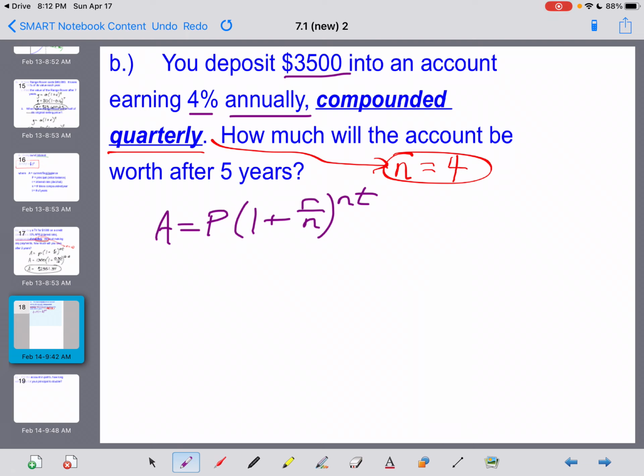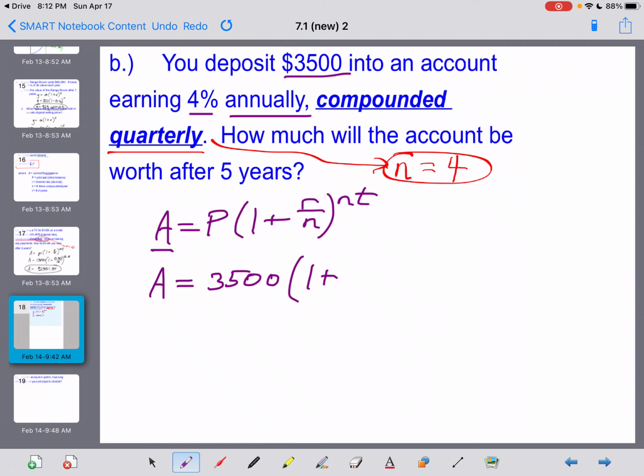And again, the question is asking us how much will the account be worth after a set amount of time. That means we're looking for A. We're looking for the final value of what this account is going to be at the end of this period. The P stands for principal, which means the amount of money that you initially saved. So for us, that's going to be $3,500 in this problem. And then in parentheses, it's going to be a 1 plus.